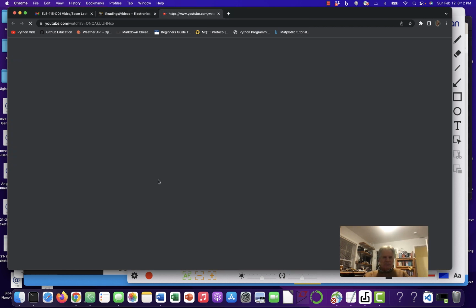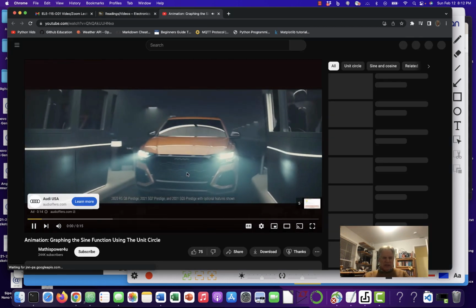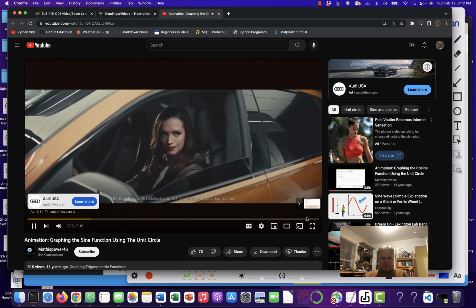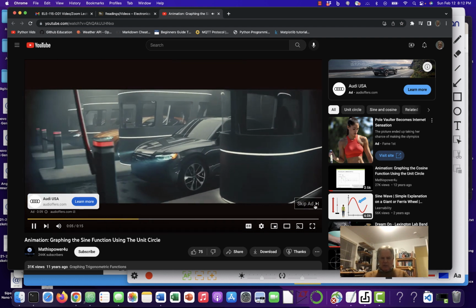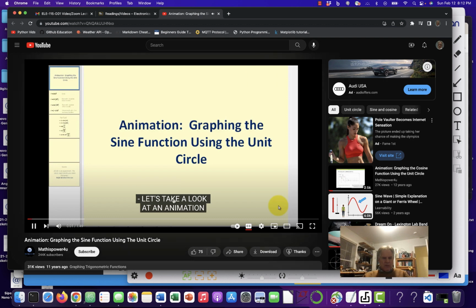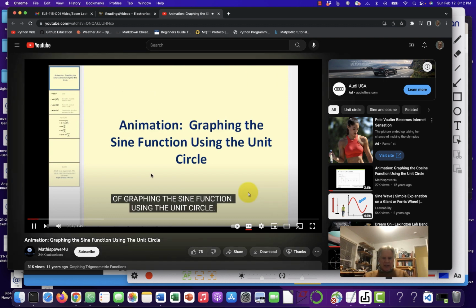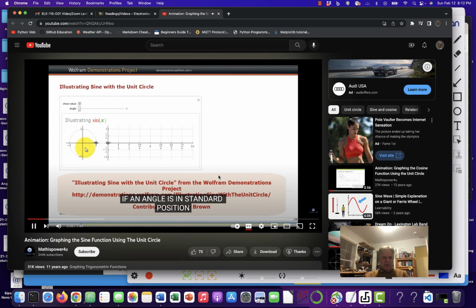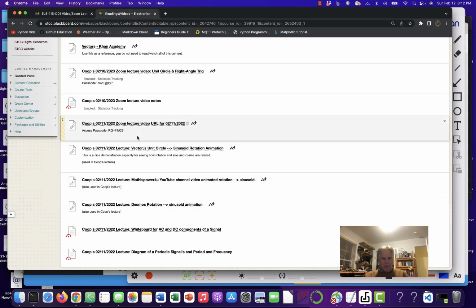Okay. Let's see, there was another one down here. Is this one any good? Oh, this is a guy that talks about it after some commercial here. There we go. Okay, great. And this guy talks about an animation, and he actually does the same thing, and that's great. Illustrating sine of x, and he's using some Wolfram, the Mathematica people, to describe it. I won't go through that right now.